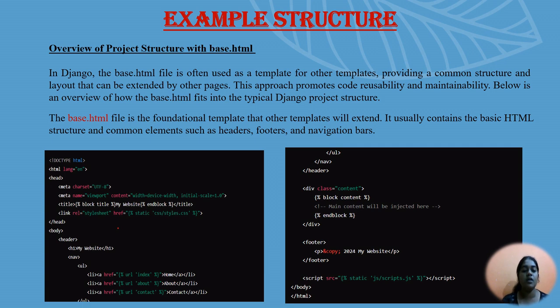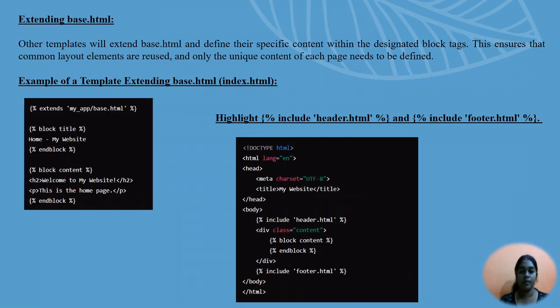The base.html file is the foundational template that other templates will extend. It usually contains the basic HTML structure and common elements such as header, footers, and navigation bar. Here is an example of a main template having doctype HTML with the meta charset UTF-8 and curly brackets with percentage block title and the end block, and with the script and a footer.